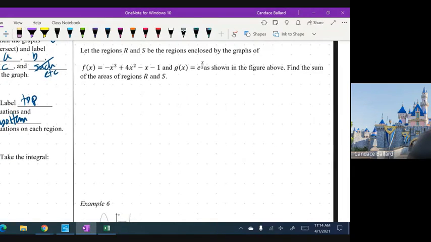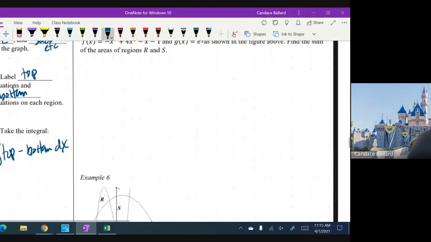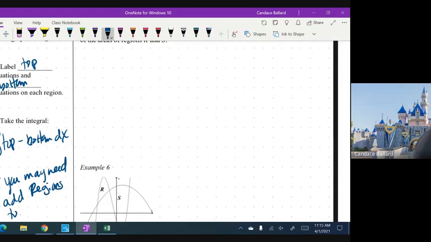Take the integral, and it's still going to be top minus bottom. So the integral of top minus bottom dx. And oh, that other little note's not there. We might need to add regions together. So let's add that in there: you may need to add regions together. Okay, we'll leave it there for a minute, then we'll try one.